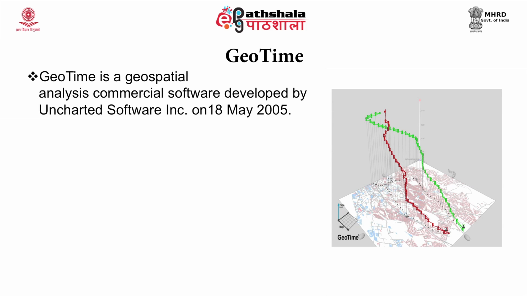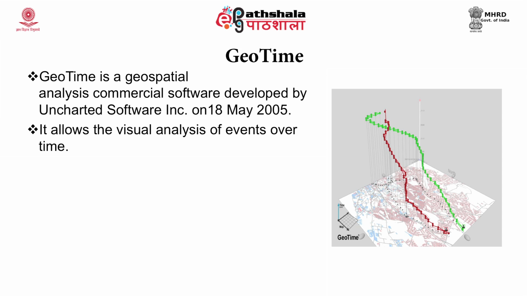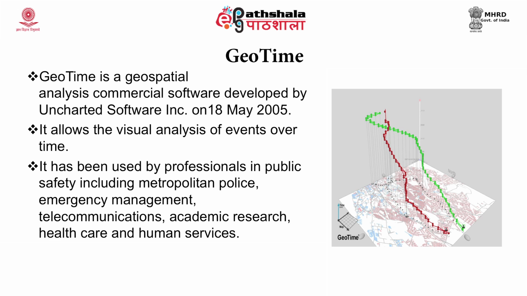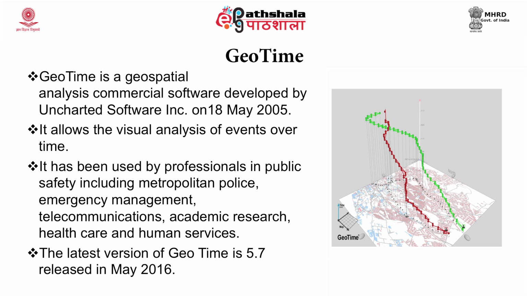GeoTime is a geospatial analysis commercial software developed by Uncharted Software Inc. on 18th May 2005. It allows the visual analysis of events over time. It has been used by professionals in public safety, including metropolitan police, emergency management, telecommunications, academic research, healthcare, and human services. Its latest version is 5.7 that was released in May 2016.